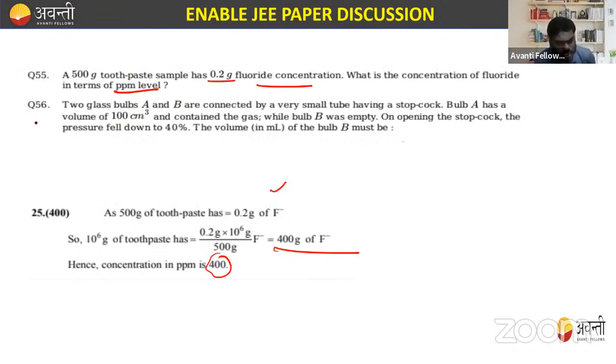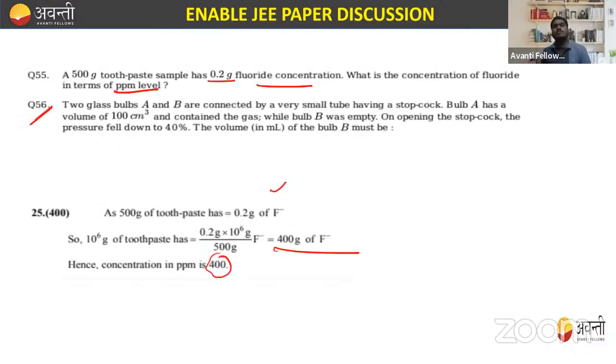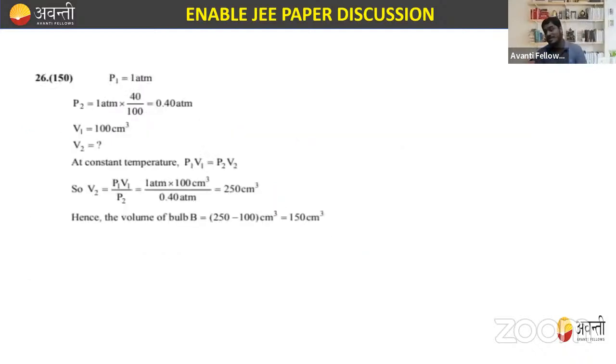Next question, that is question number 56. So what does question 56 demand from us, beta? It says two glass bulbs A and B are connected by a small tube having a cross section. Bulb A has a volume of 100 cubic centimeters and contains the gas, while bulb B is empty. On opening the stopcock, the pressure fell by 40%. What is the volume in ml of the bulb? This is an interesting question, and a little bit harder compared to the other questions, right?